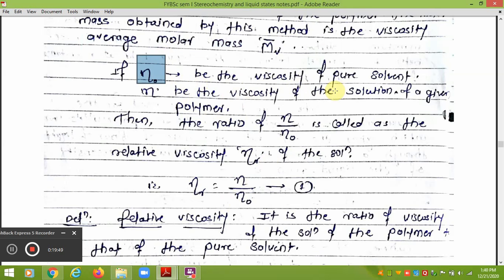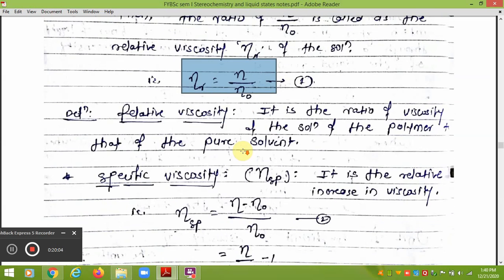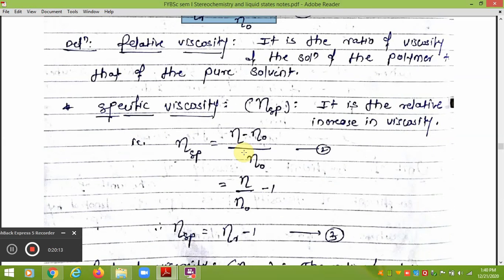Suppose eta 0 is the viscosity of the given pure solvent and eta is the viscosity of the solution of the given polymer. Then the ratio of the viscosity of the solution of polymer to the viscosity of the pure solvent is called the relative viscosity, indicated by eta R. So relative viscosity is the ratio of the viscosity of the solution of the polymer to that of the pure solvent.